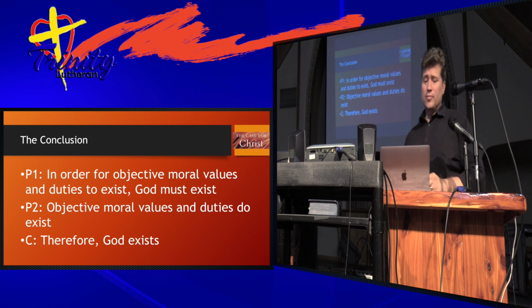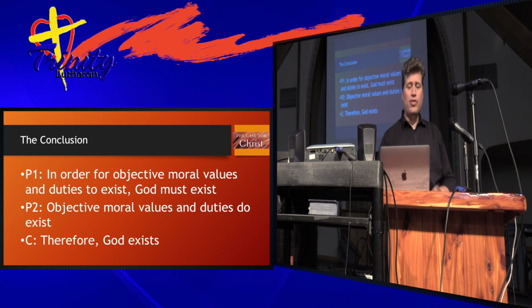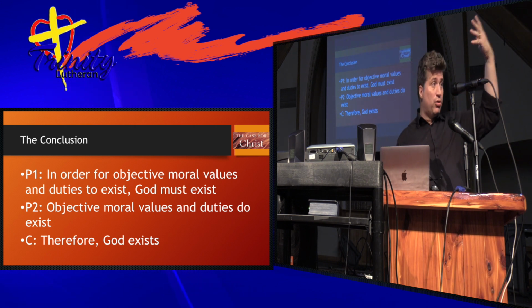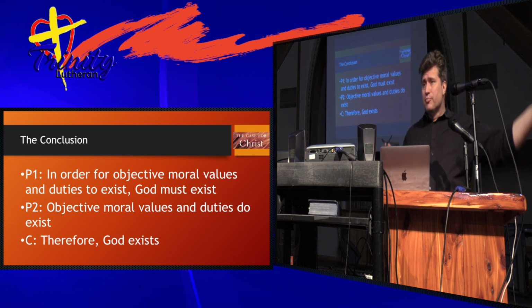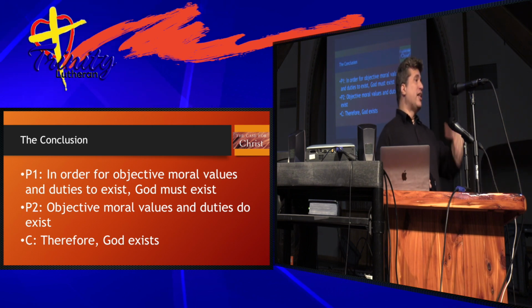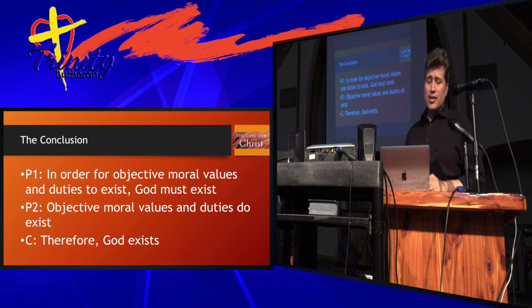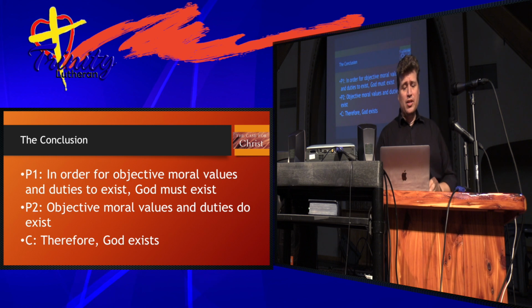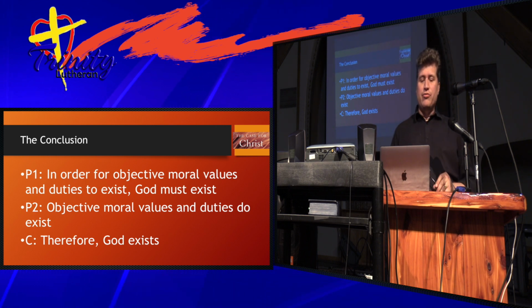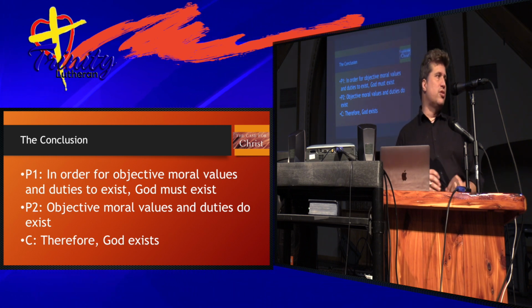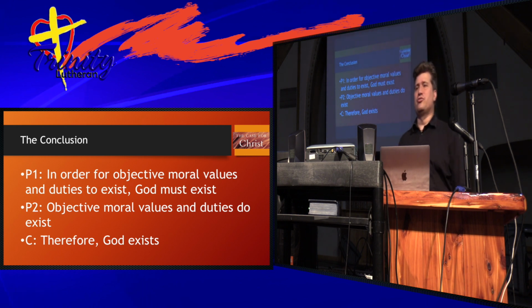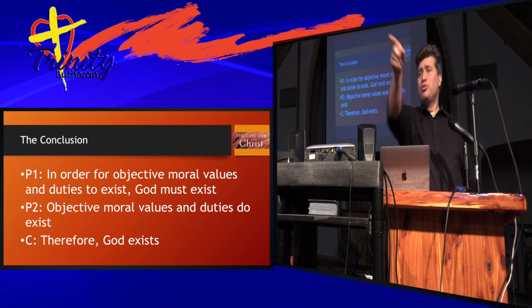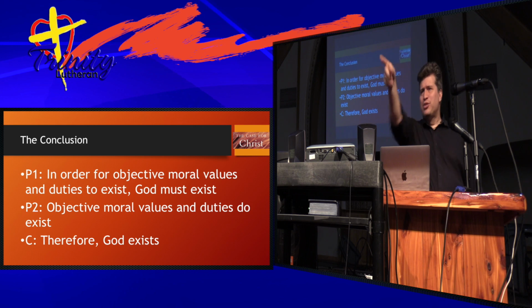What was the argument? Premise one, in order for objective moral values and duties to exist, God must exist. We examined that through Christian theism, that it does explain these things, and the alternative explanations do not. It seems to be the only satisfactory answer. Premise two, objective moral values and duties do exist. We showed that by stealing someone's wallet. No, we did not actually steal someone's wallet. Stop it. Give it back to her now. No, I'm kidding.